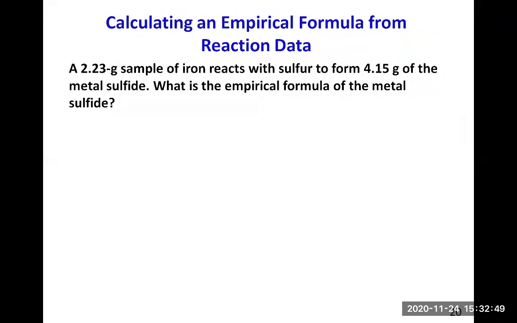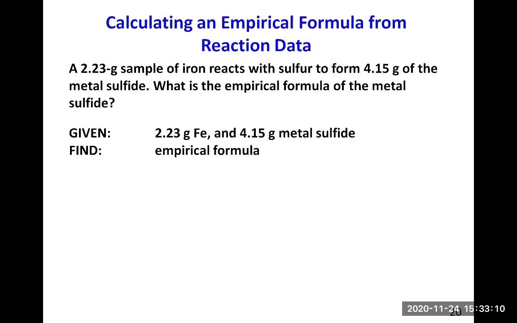A 2.23 gram sample of iron reacts with sulfur to form 4.15 grams of the metal sulfide. What is the empirical formula of the metal sulfide? So the givens are 2.23 grams of iron that you react with sulfur, and you're producing 4.15 grams of the metal sulfide. The metal sulfide is the compound, and we don't know its formula. We want to find its empirical formula.